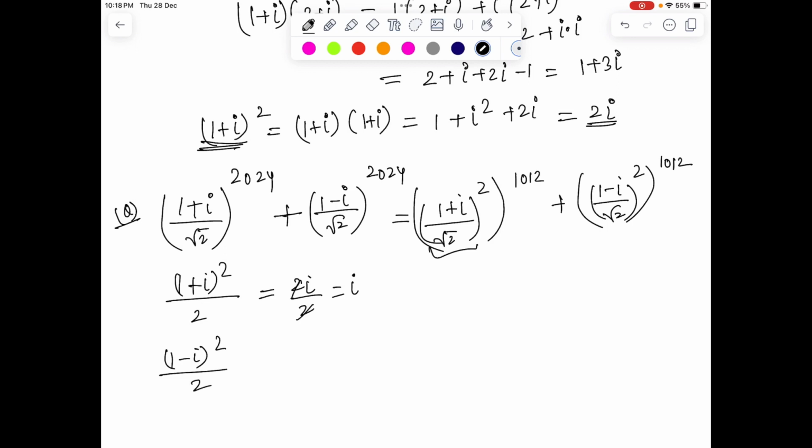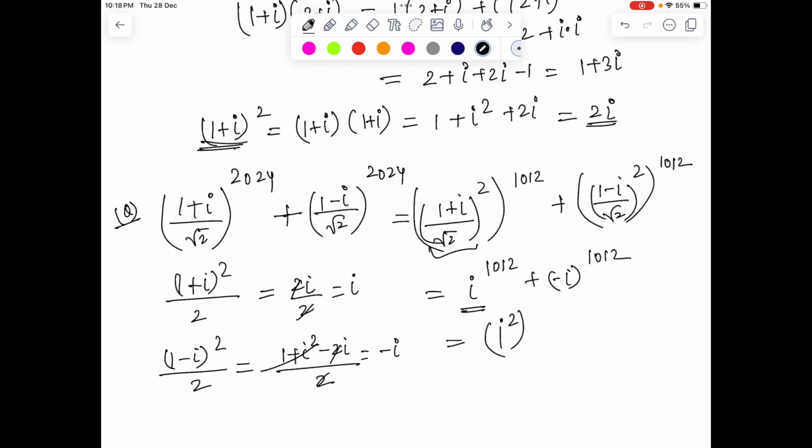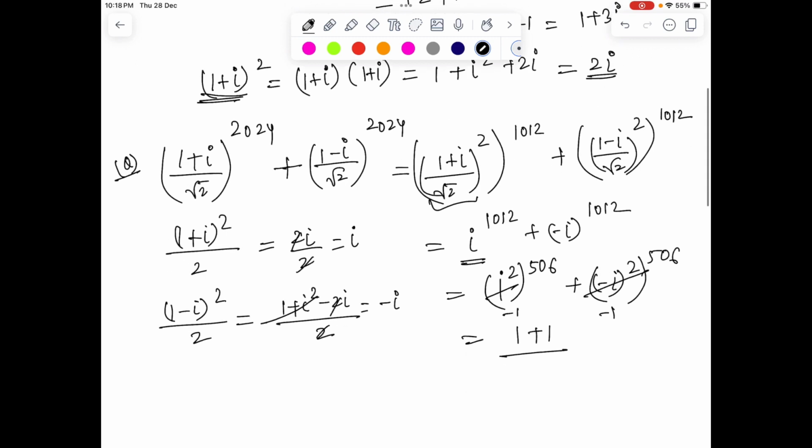And (1 minus i) whole squared by 2 is going to give you 1 plus i squared minus 2i by 2. So i squared plus 1 is 0, and we'll get minus i. So this quantity becomes i to the power 1012 plus (minus i) to the power 1012. And since it's an even number, this is going to be (i squared) to the power 506 plus ((minus i) squared) to the power 506. And we have 1 plus 1, because i squared is minus 1, (minus i) squared is minus 1, and the power is even, so 2 is the answer.